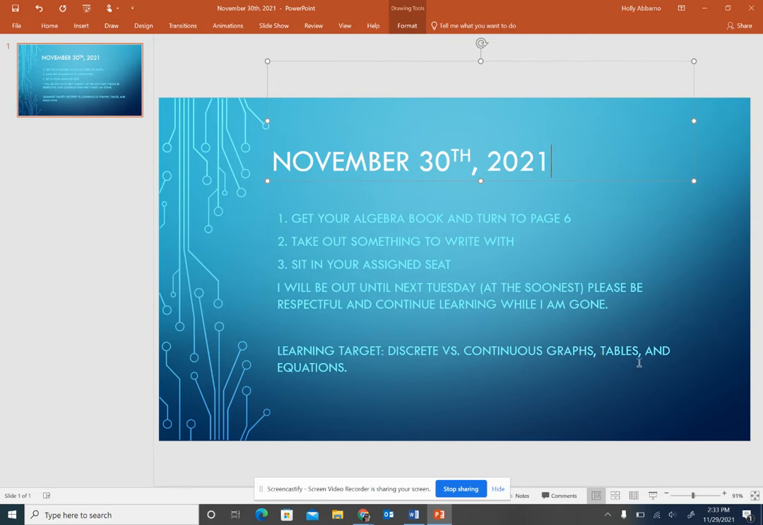We kind of touched on it the other day, that word discrete versus continuous graphs. And then we are also going to look at them in tables and equations and stories, and just really be working through what makes that word discrete versus continuous. All right. And so we're going to be focusing on that for the day. Go ahead and pause the video. Make sure that everyone has out their algebra books and that they've turned to page 6, have something to write with, and we'll get started.